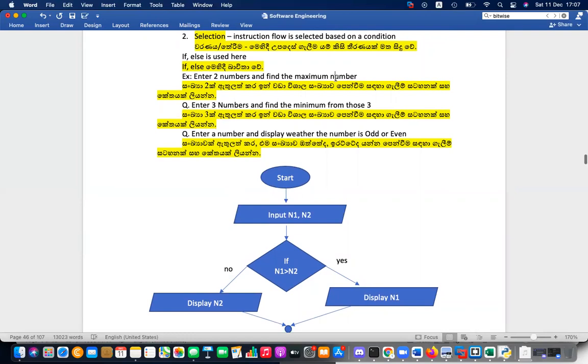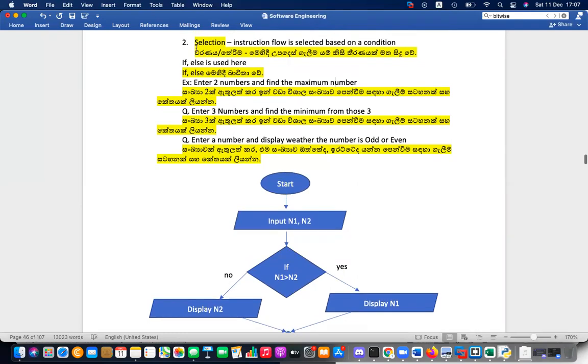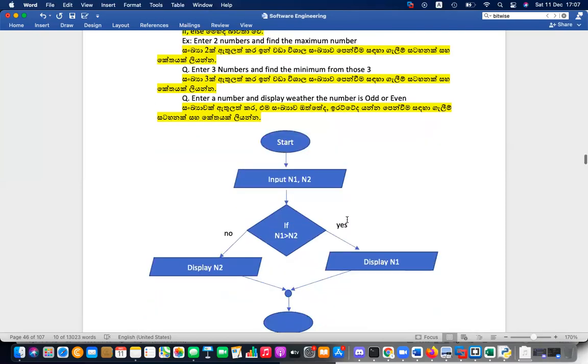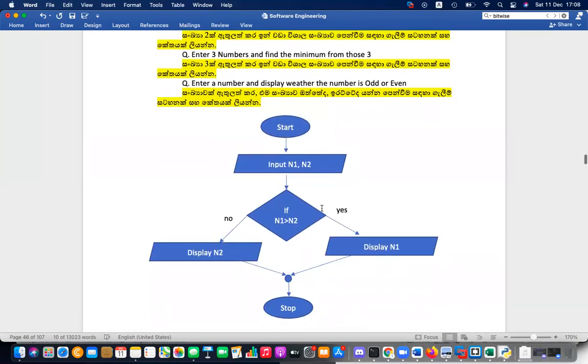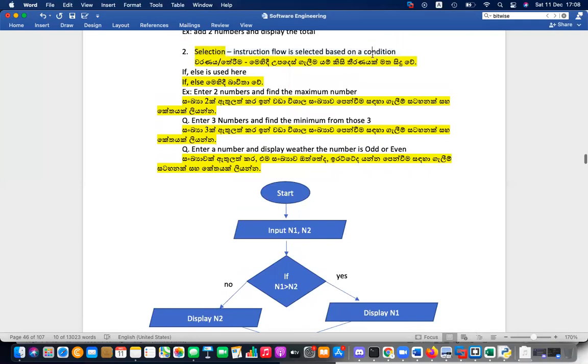Okay. So please write down the English one only. Selection is instruction flow is selected based on a condition. Instruction flow is selected based on a condition. So that is what is happening here. Again, either it's sending this way or sending this way. The flow is selected based on a condition.